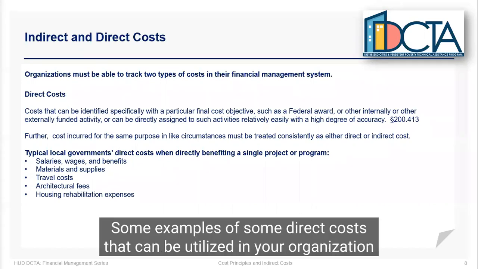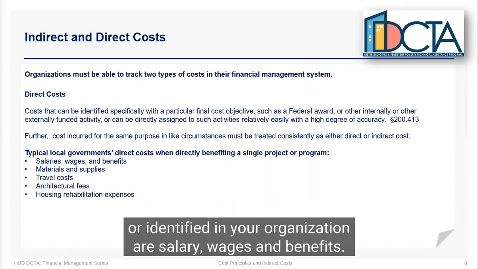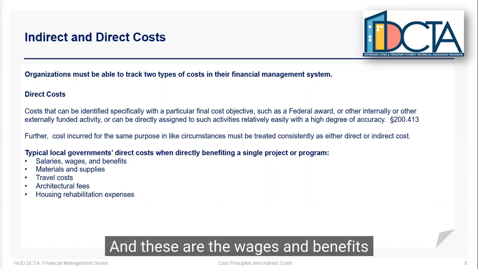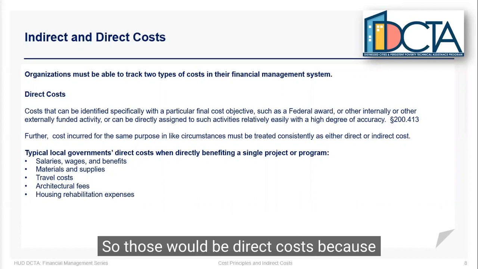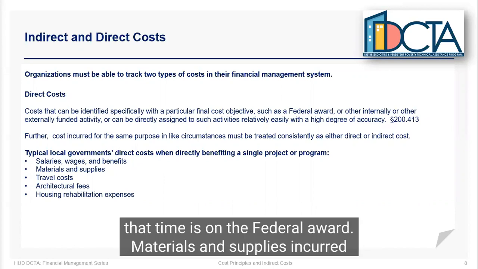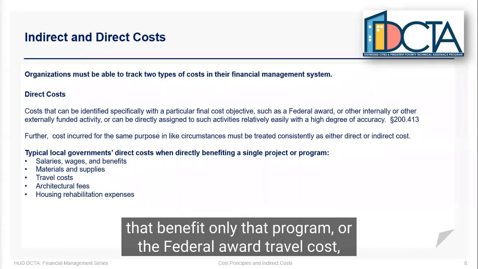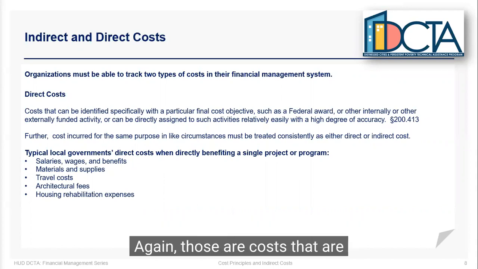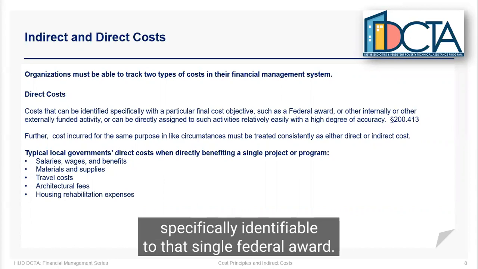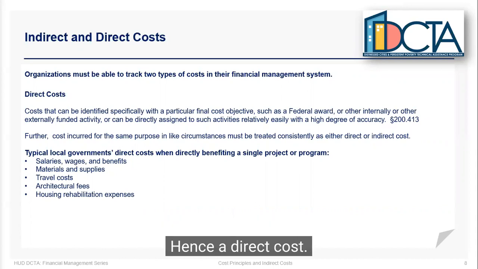Some examples of direct costs that can be utilized or are identified in your organization are salary, wages, and benefits. And these are the wages and benefits of salaried employees that are performing directly on a federal award. So those all would be direct costs because that time is on the federal award. Materials and supplies incurred that benefit only that program or that federal award, and then the travel costs, the architectural fees, and housing rehabilitation expenses. Again, those are costs that are specifically identifiable to that single federal award, hence a direct cost.